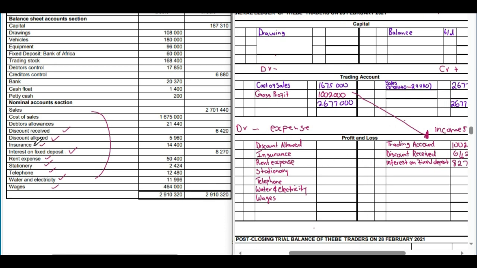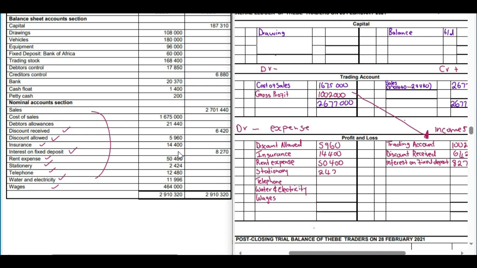And then guys, we can continue with our expenses. We have discount allowed of 5,960. And then for insurance we have 14,400. As well as rent expense, 50,400.